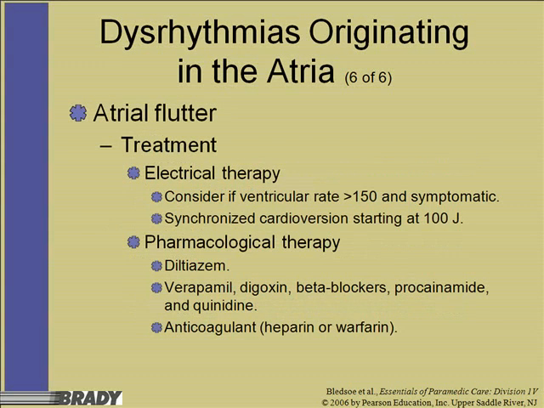So consider ventricular rates over 150 to be symptomatic, and think about that synchronized cardioversion, starting at 100 joules again. We want to go back to that pharmacological therapy. Consider diltiazem, verapamil, DIG, beta blockers, procainamide, and quinidine. And then possibly an anticoagulant, such as heparin or warfarin, if we're carrying it.